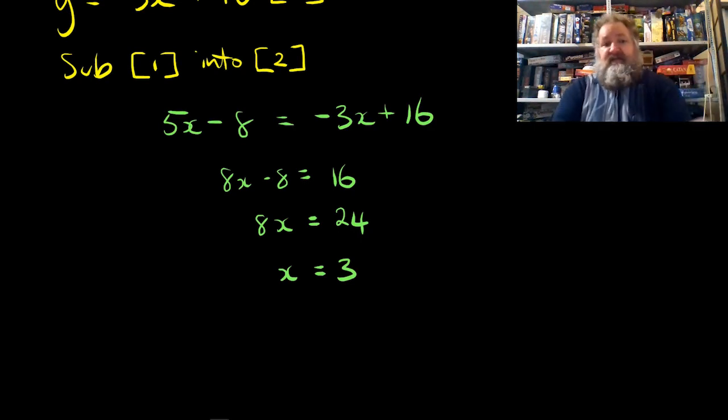Then you would take that x is equal to 3, substitute your value of x back into your first equation, work out a value for y, and then you do your check where you substitute your values for x and y into your second equation to make sure that it all works out. Okay, so that is how you do simultaneous linear equations using the substitution method.